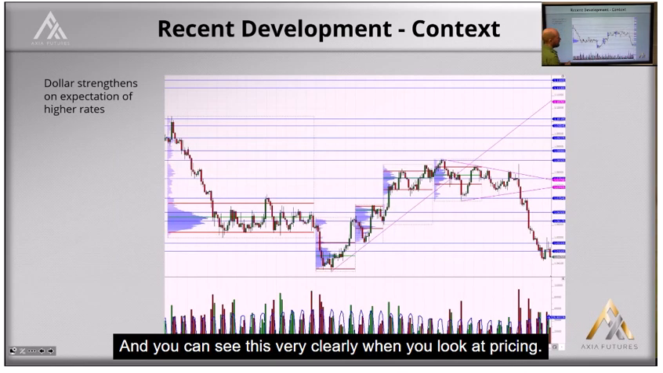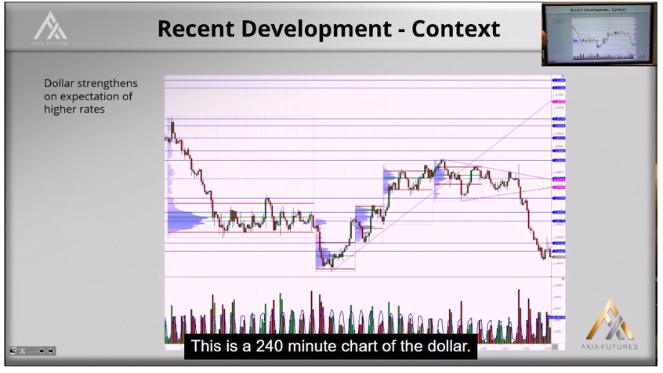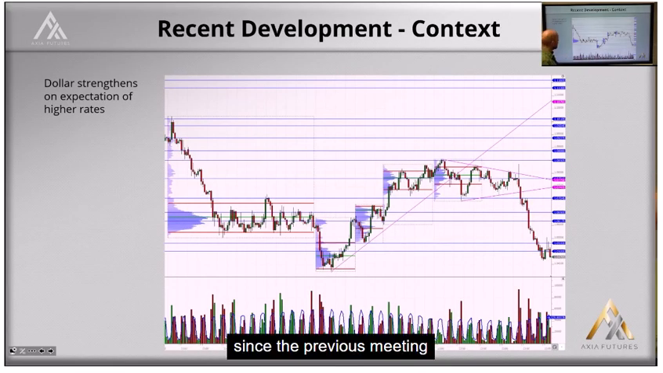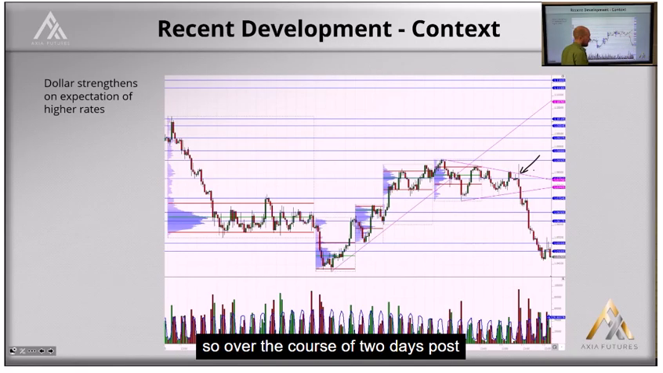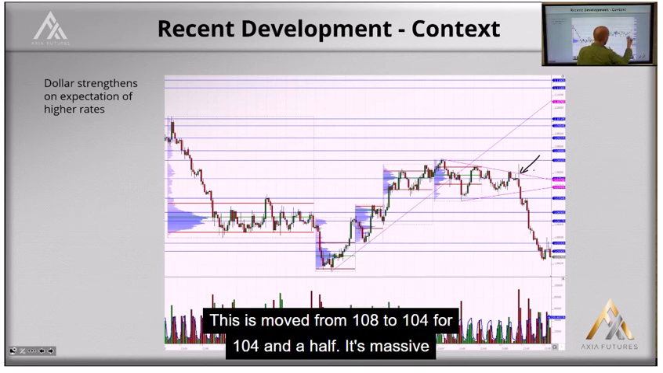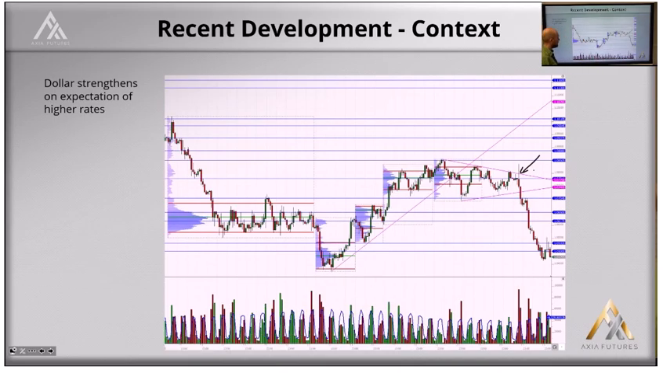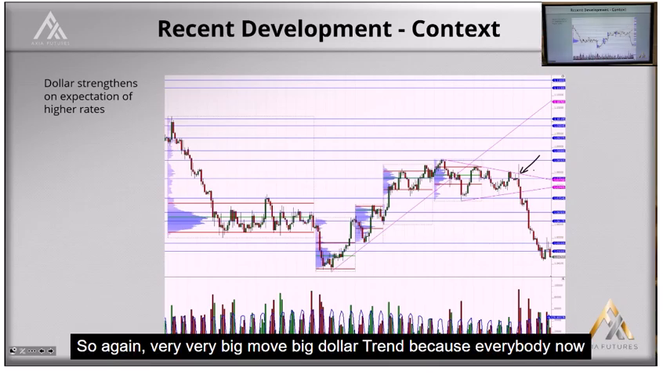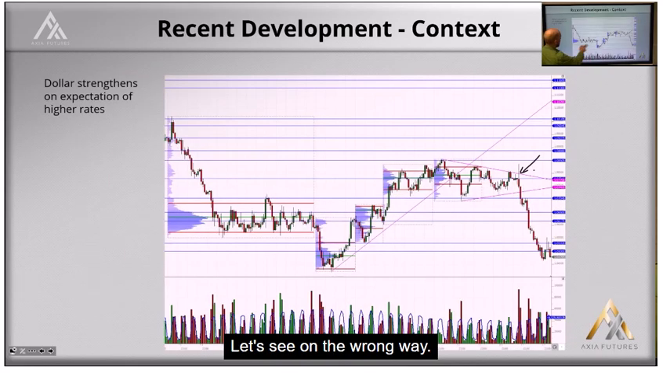And you can see this very clearly when you look at pricing. The dollar also strengthens, and this perhaps gives you good context of it. This is a 240-minute chart of the dollar since the previous meeting. And what you have, there's the CPI data. So over the course of 2 days post the CPI data, pre the Fed decision, the euro takes out 4 weeks of rally. It's a massive move again. This has moved from 108 to 104, or 104 and a half. It's massive. That move in 3 days is as big as this move over the course of a week. So again, very, very big move, big dollar strength because everybody now is looking for a 75 basis point rate hike and potentially more.